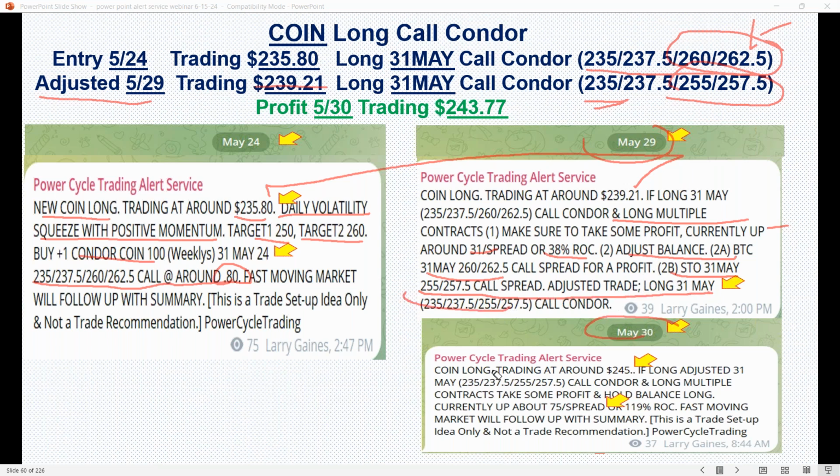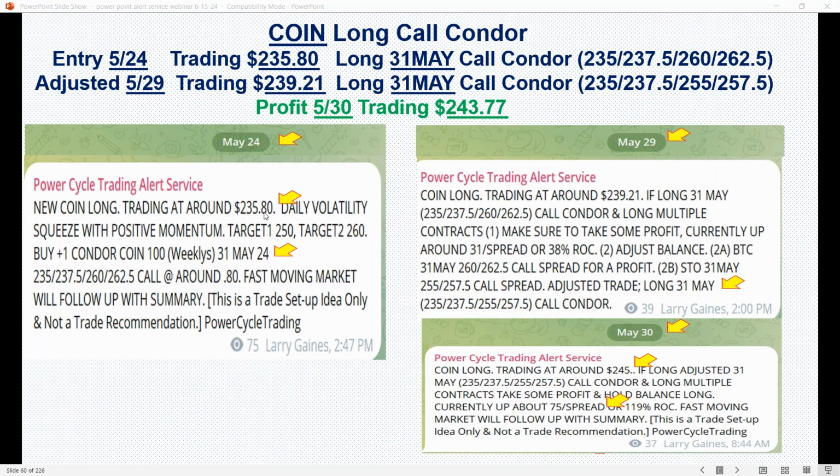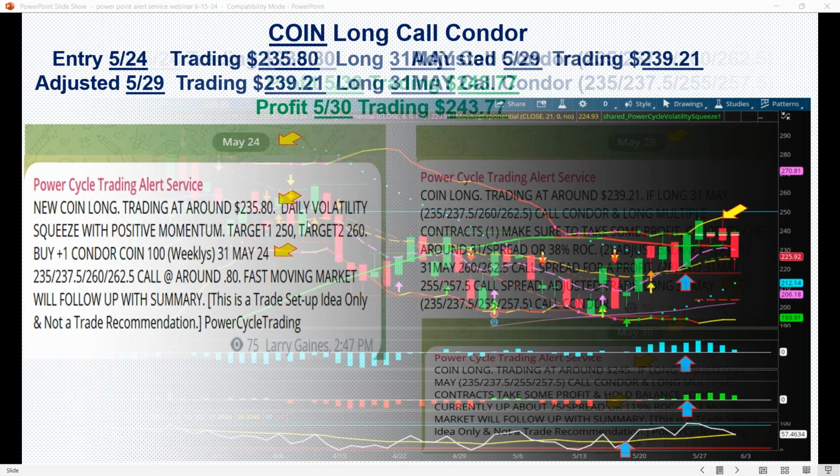Adjusted trade then ends up here. And then on the 30th, it went from 235 to 245. If long the adjusted call condor and long multiple contracts, make sure to take some more profit, hold balance long, currently up $75 a spread, 119% return. All right, so this is kind of what I'm looking for, just singles, doubles, but sometimes we're going to get the big home run. That's the way you want to plan your trades, to stay in the game, keep your risk low, and just grind it out.